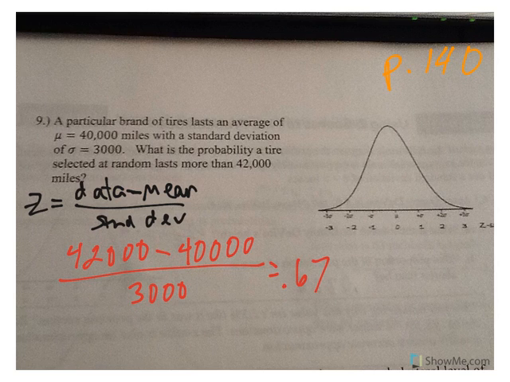So 0.67 is a little bit more than half. It's about right there. And the key is more than 42,000. More than means to the right. So I want to find the area to the right of this line.